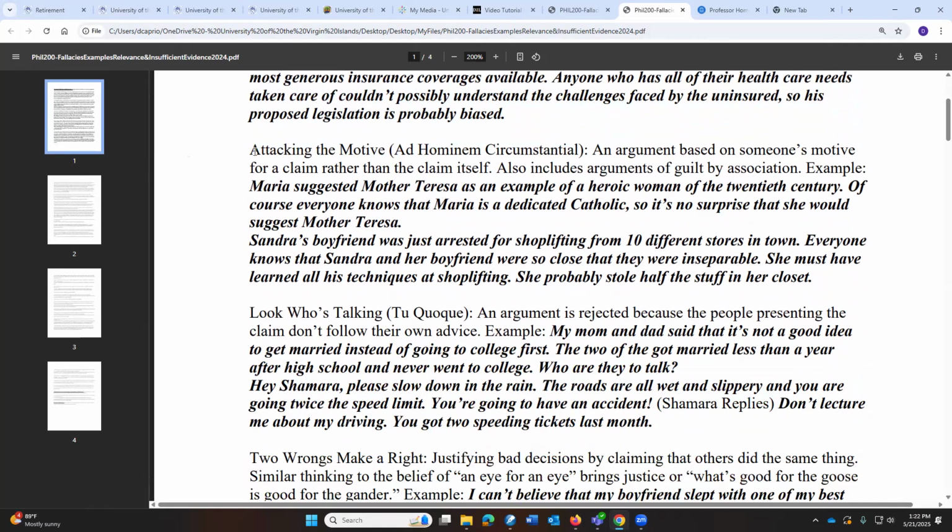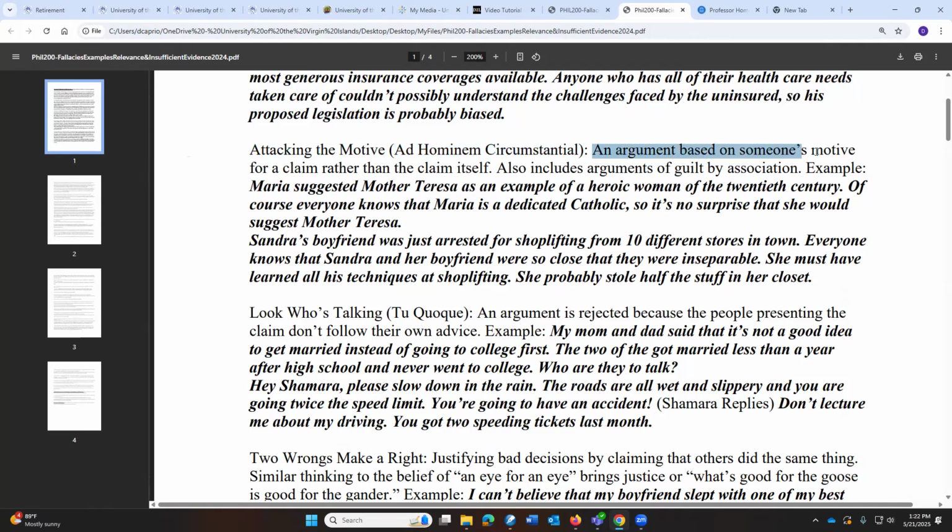Next is attacking the motive, which is a little similar to ad hominem, but we also add circumstantial, meaning the circumstances or the place or the association that somebody has who's giving the argument.